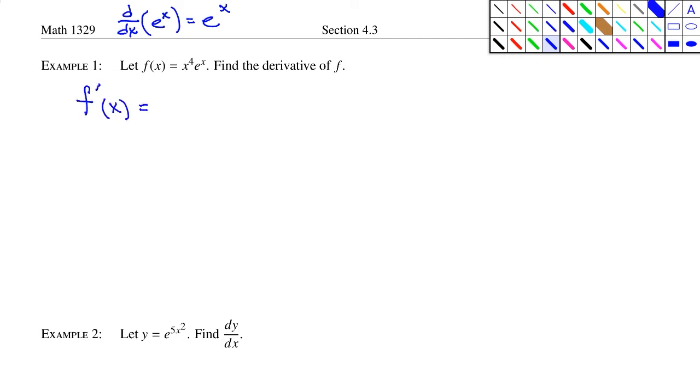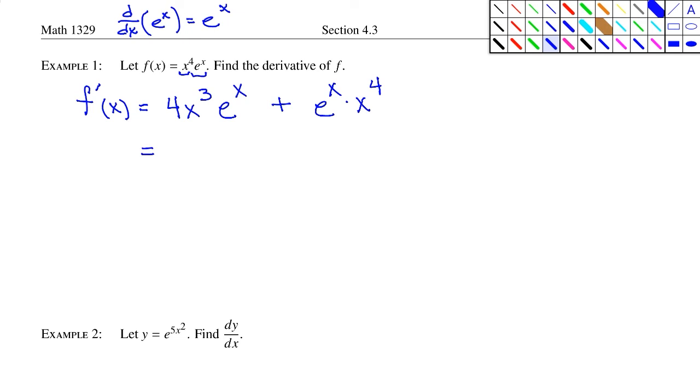So f prime of x is equal to the derivative of the first, so it's 4x cubed times e to the x unchanged, plus the derivative of e to the x, which is e to the x, times the first one unchanged, x to the fourth. Now that is the derivative, but when we deal with these, we usually like to simplify it and write it in a better way.